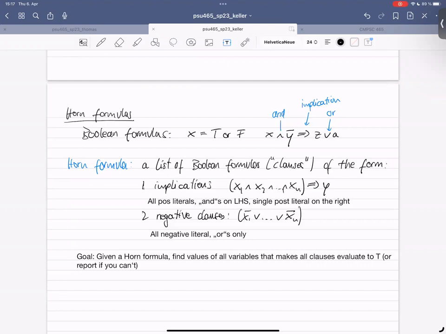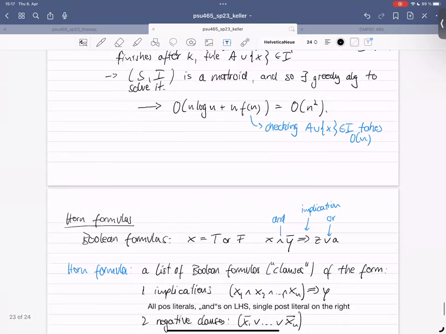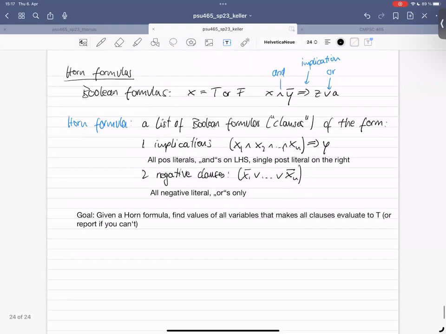The setup clear to everyone? And I'll give an example.